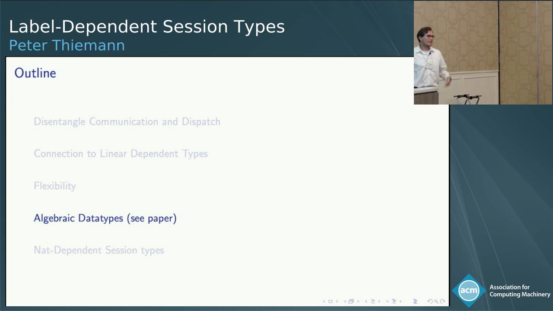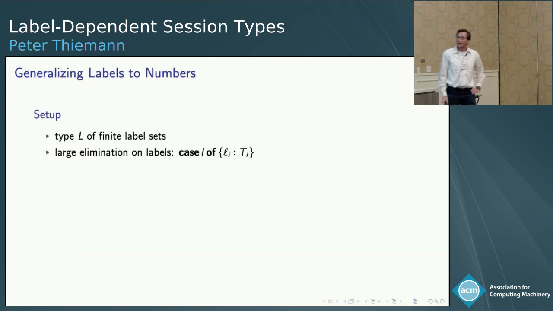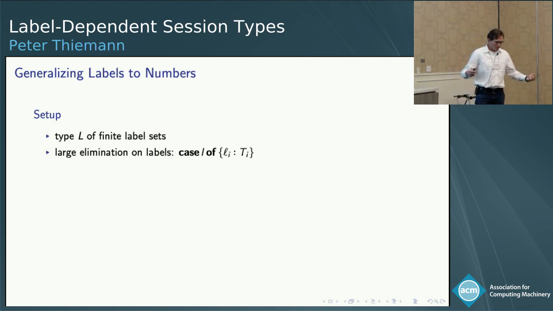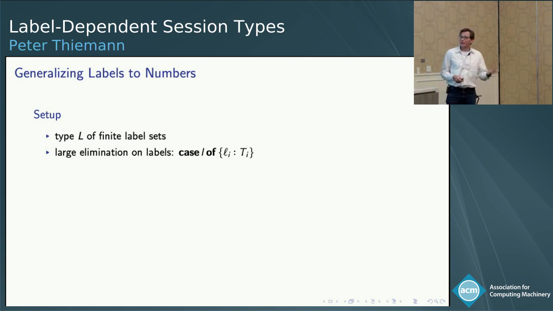Algebraic data types, I would love to talk about it because there are very interesting typing rules here. But in the interest of time, I will just skip on to this part here, which is about nat-dependent types. So far, I've told you about the setup for our dependently typed session type system, where we essentially use as index type a family of types L of finite label sets. And then we have the large elimination on labels, which is just the case on these labels.